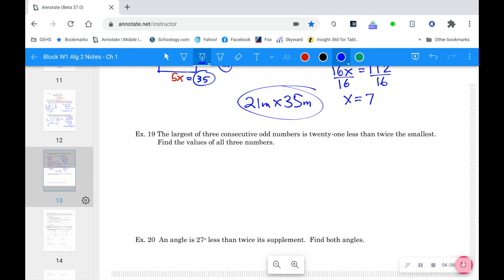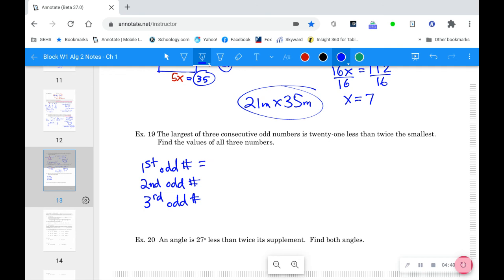Okay, number 19, the largest of 3 consecutive odd numbers. Odd numbers would be like 1, 3, 5, 7, 9. They're spaced 2 apart. Even numbers have a similar characteristic, 2, 4, 6, 8, 10. They're also spaced 2 apart. So I'm going to call it the first odd number, the second odd number, and the third odd number.